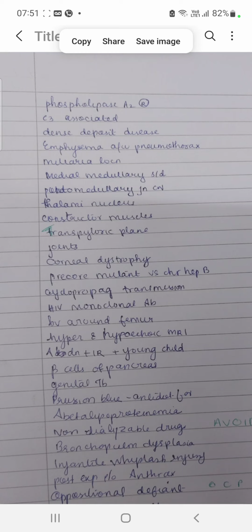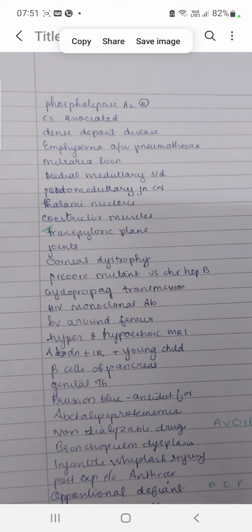HIV monoclonal: ibalizumab. So the drugs in HIV, remember FEMI. F is fostemsavir, that is GP120. E is enfuvirtide, GP41. Then M is maraviroc, CCR5, and I is ibalizumab, that is CD4.